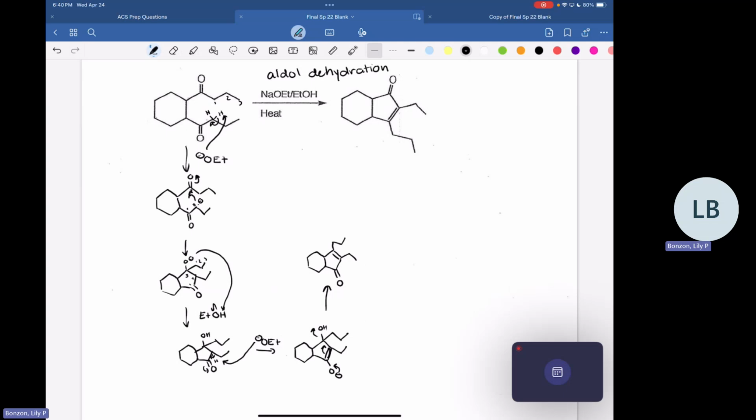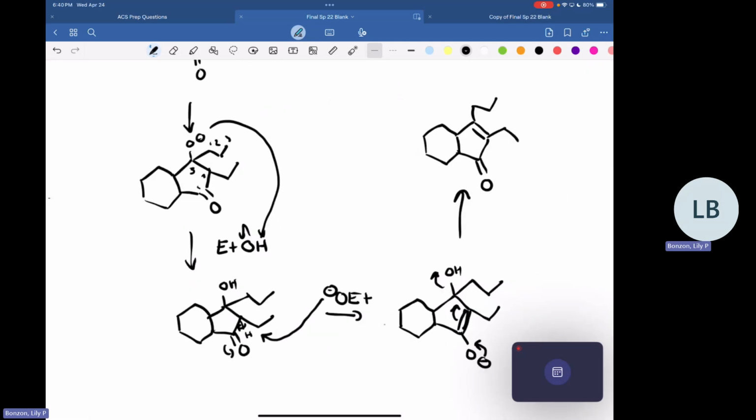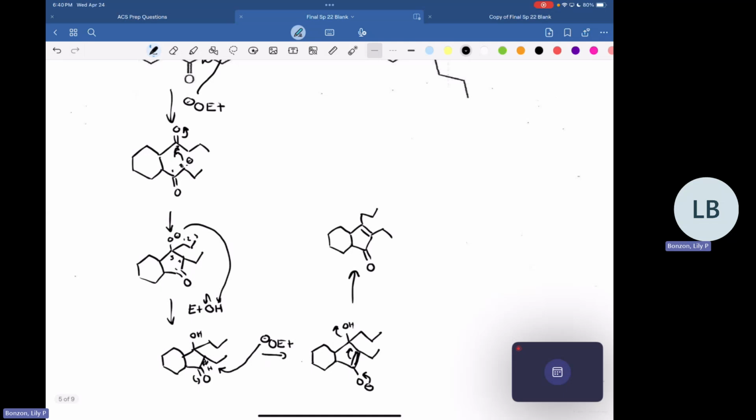Yeah. So if we didn't have heat, we would just stop where it forms the OH, but then the heat kind of lets it keep going and form the enone.